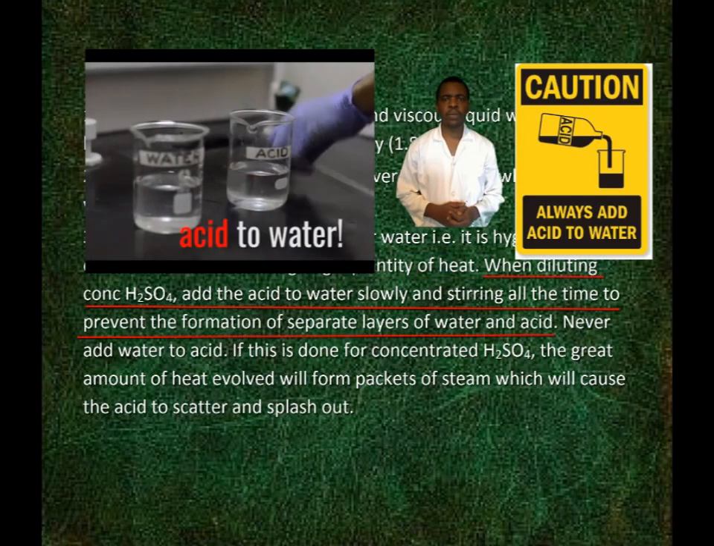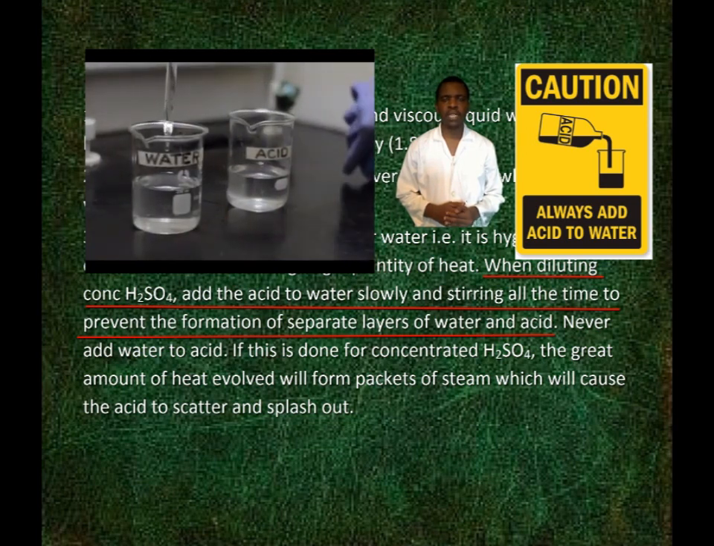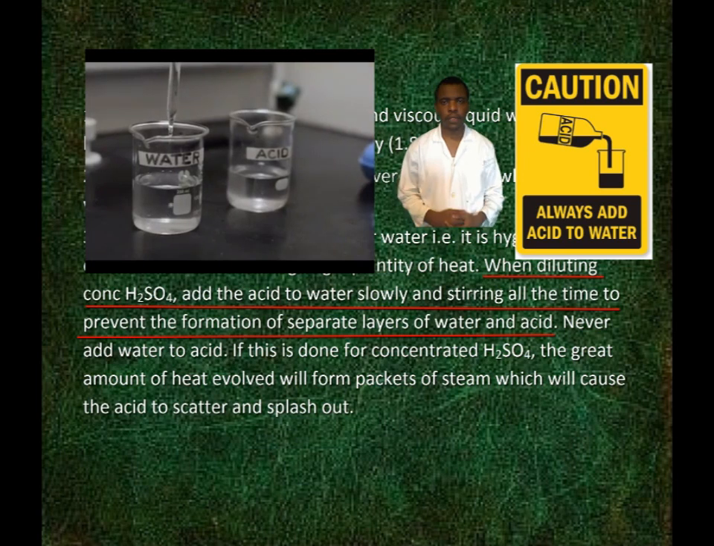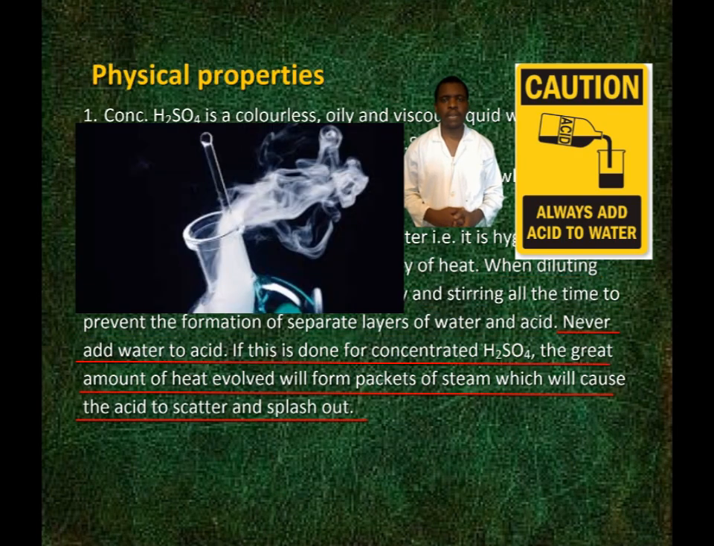When diluting sulphuric acid, add the acid to water slowly, stirring all the time, to prevent the formation of separate layers of water and acid. Never add water to acid. If this is done for concentrated sulphuric acid, the great amount of heat evolved will form packets of steam, which will cause the acid to scatter and splash out.